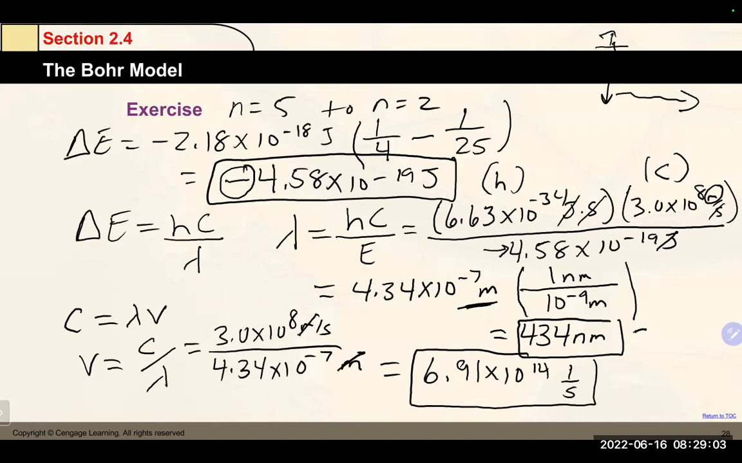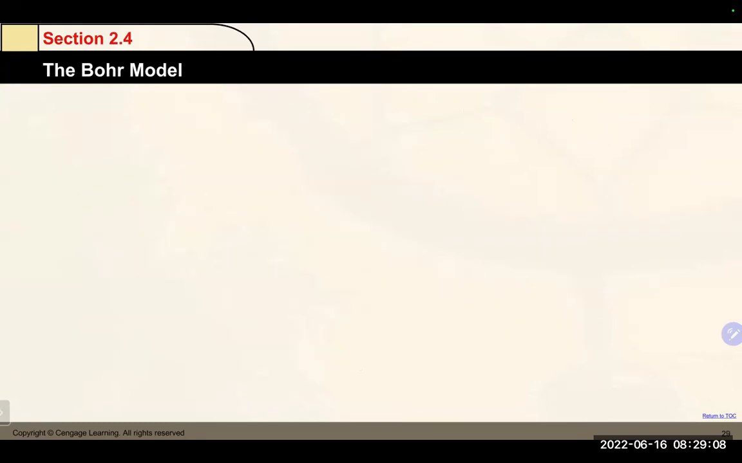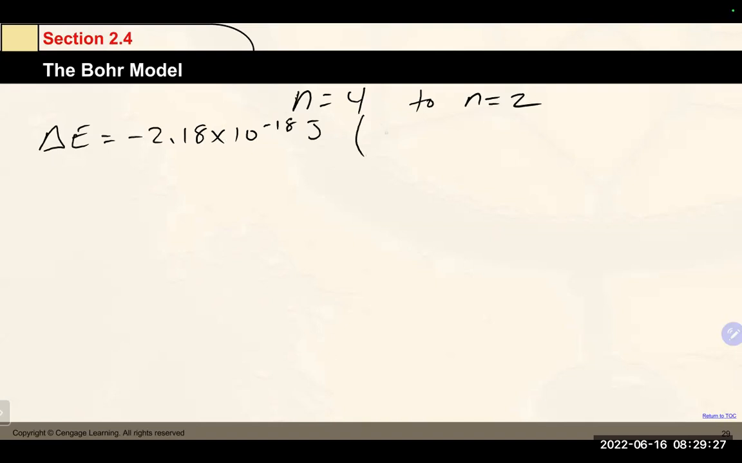Other questions? Okay, so let's take a look at the next one, which is 4-2. So we're going to go from 4 to 2. Once again, we will open up with our change in energy for that transition, minus 2.18 times 10 to the minus 18 joules. Our final is 2, so that's 1/4, which is 2 squared, minus our initial, which is 1/16, which is 4 squared.